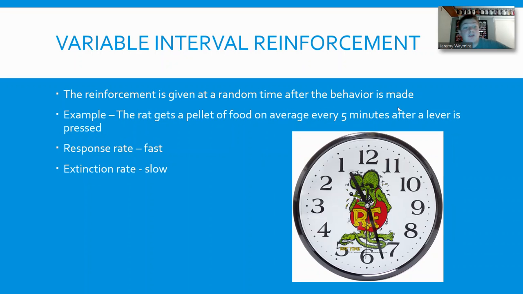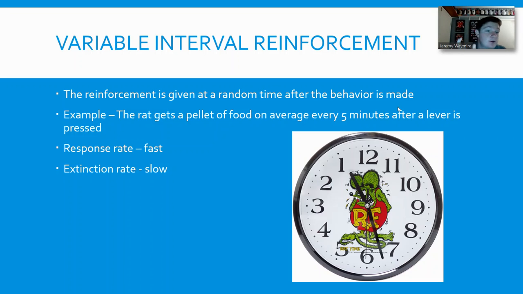Next, we have variable interval, which is the final type of conditioning schedule. The reinforcement is given at a random time after the behavior is made. So the example is a rat gets a pellet of food on average every 5 minutes after a lever is pressed. So the rat presses the lever. The first one may come instantly. The second one may come 10 minutes later. As long as the average is 5 minutes, it's timed.